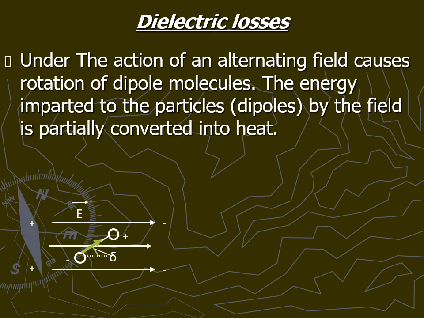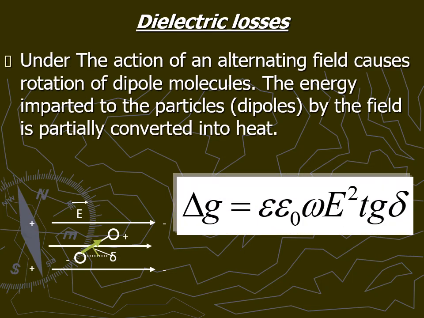In this case, our heat losses can be calculated using the following formula. This is the dielectric constant of a substance multiplied by the electric constant, multiplied by the frequency of the electric field, multiplied by the electric field strength squared, and the tangent of electrical losses.